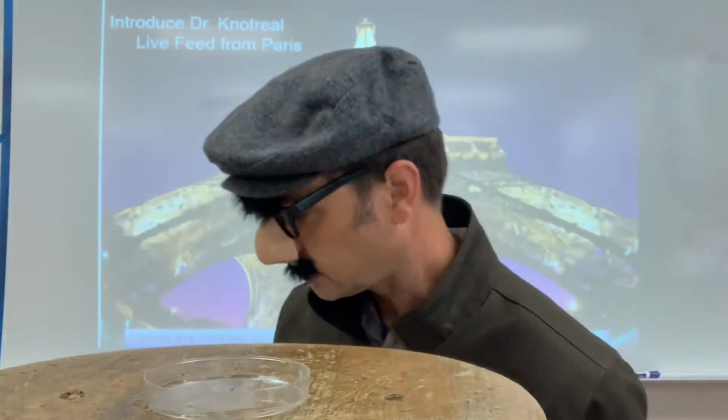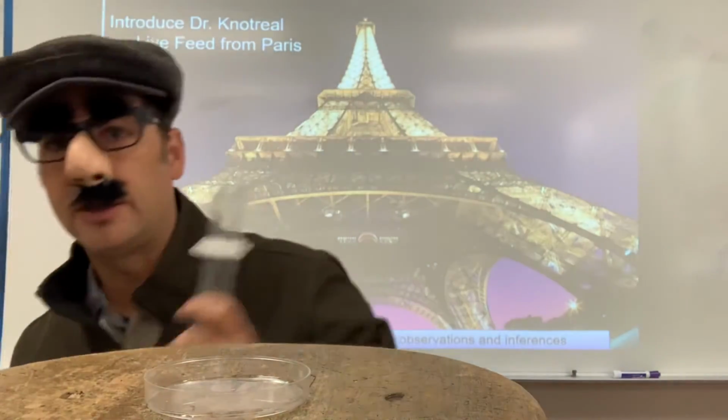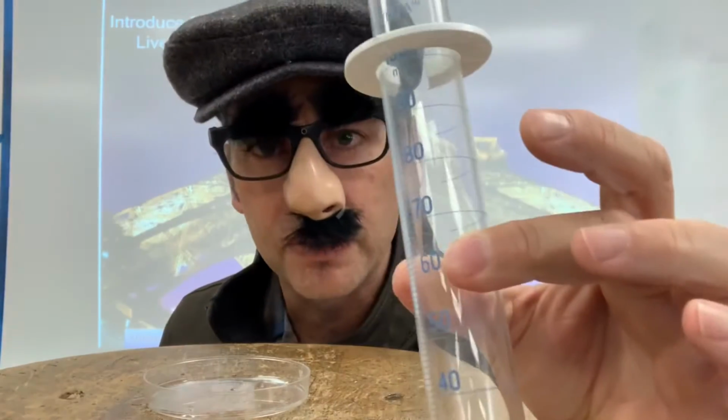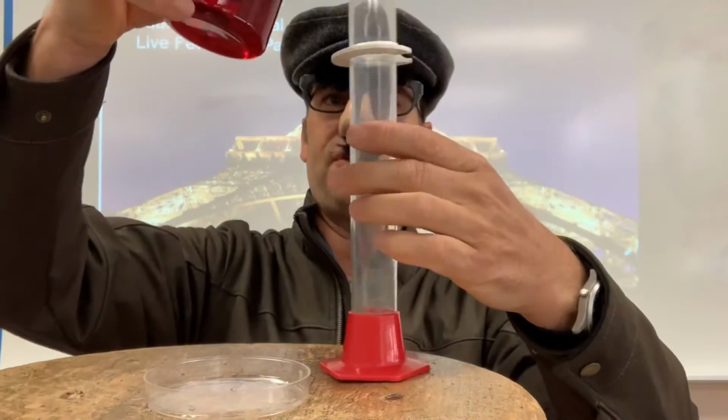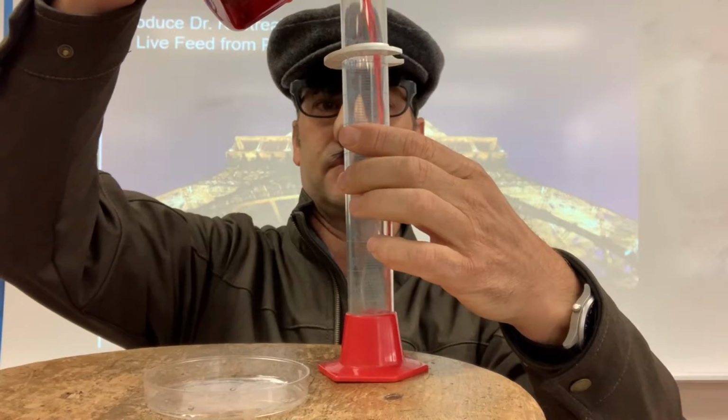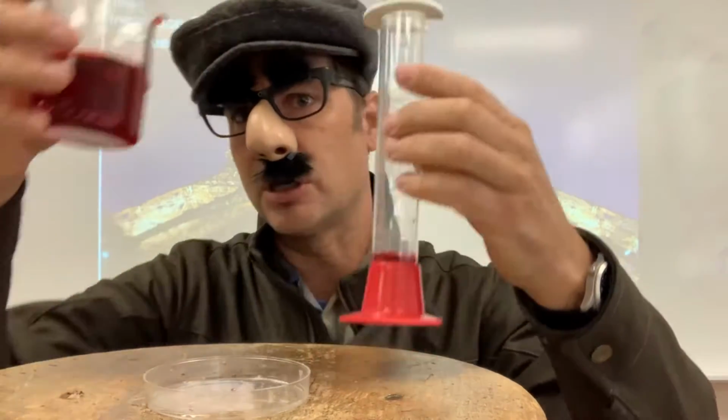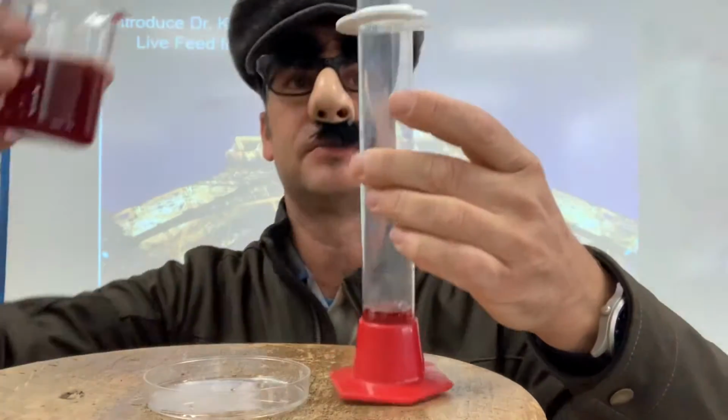You're going to take a petri dish and put it down, and then this is a graduated cylinder and it measures the volume of something. So I'm going to fill it with some water. It's colored red to make it look pretty.